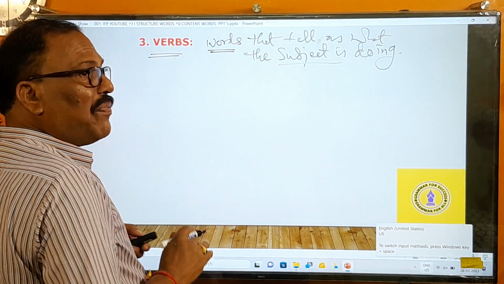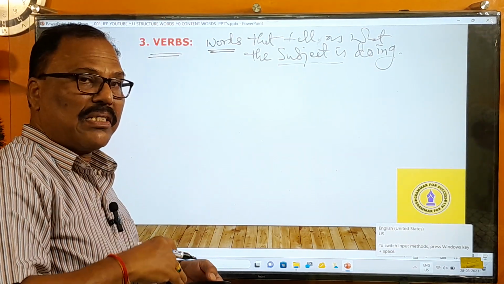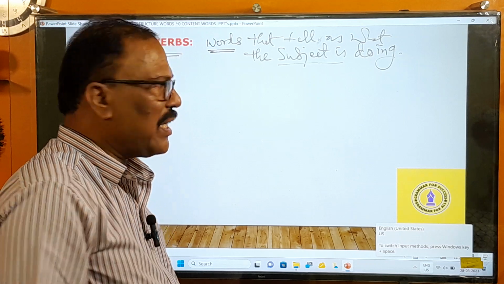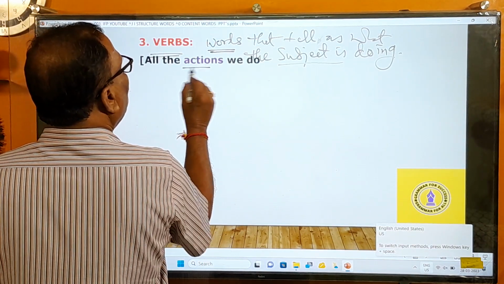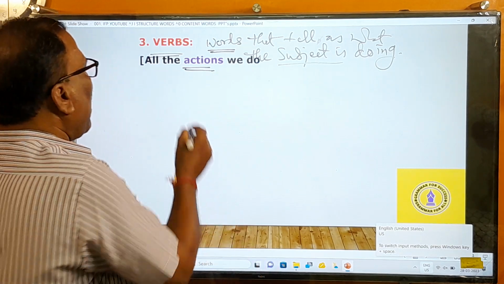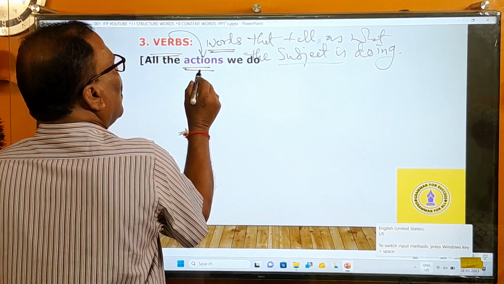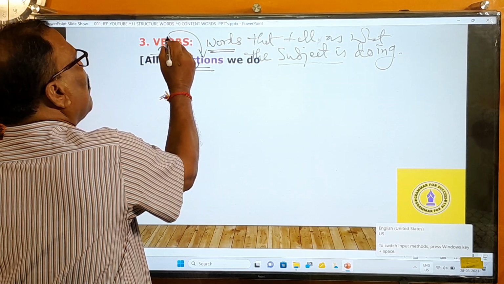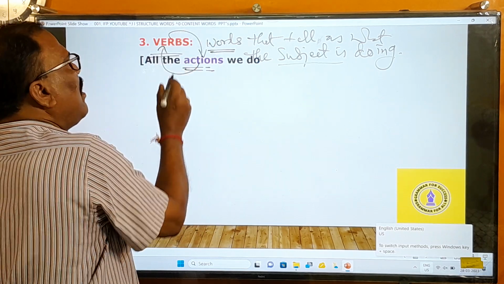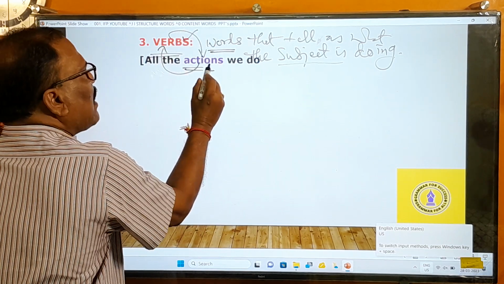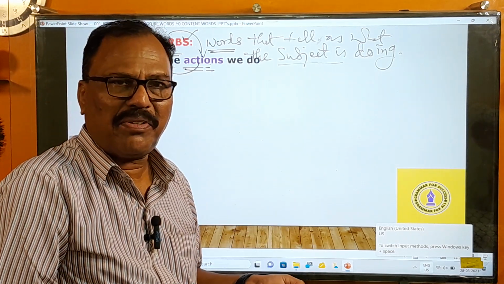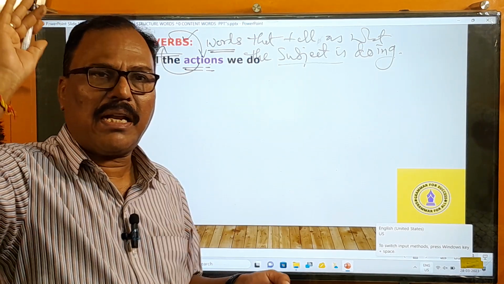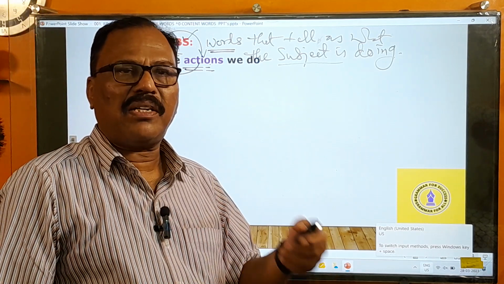But here, in spoken English, I can say verbs means what? All the actions we do. Verbs means actions, actions means verbs. Verbs is a grammatical term, actions is a general English term, that's all the difference between these two.